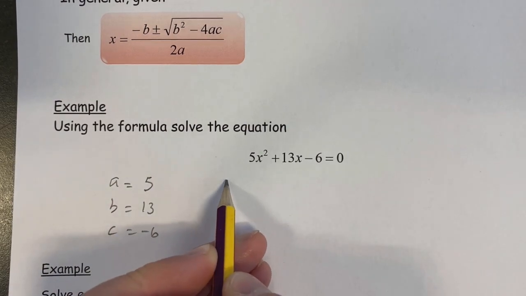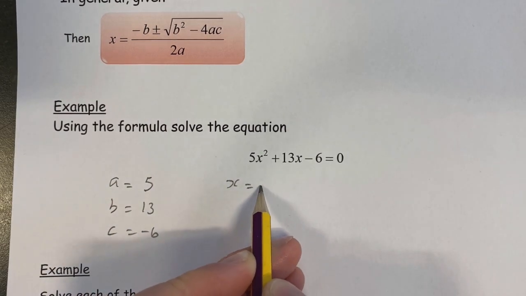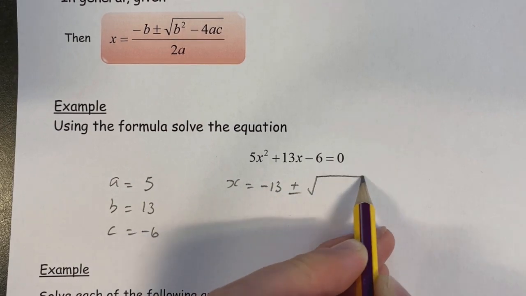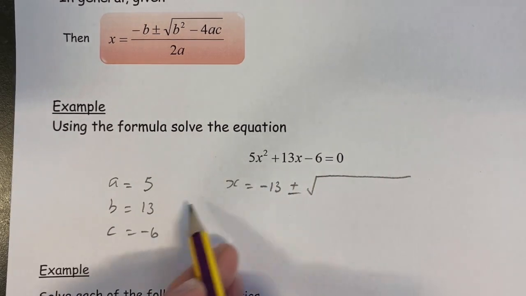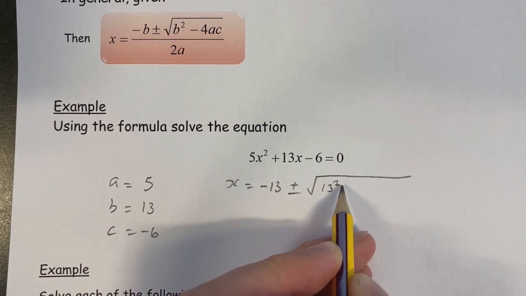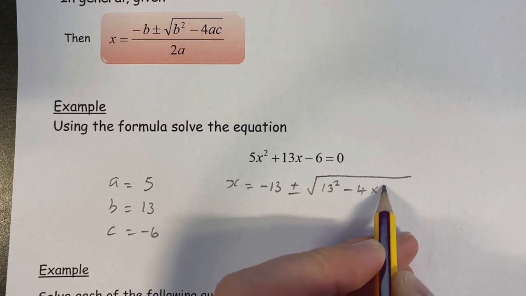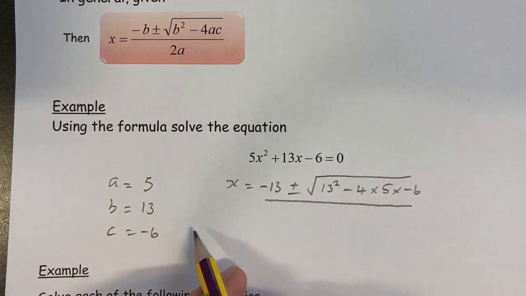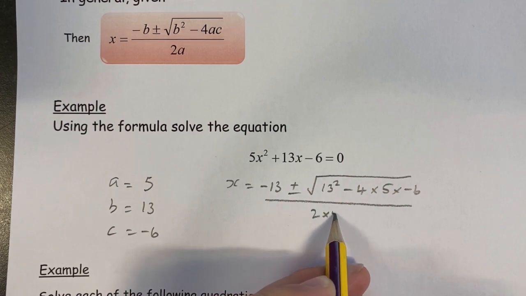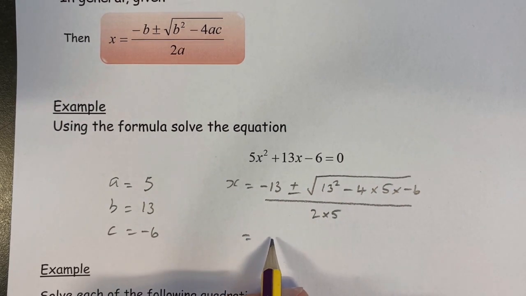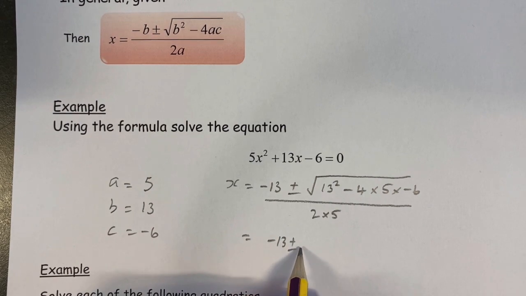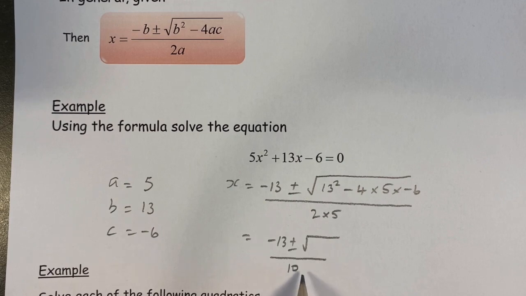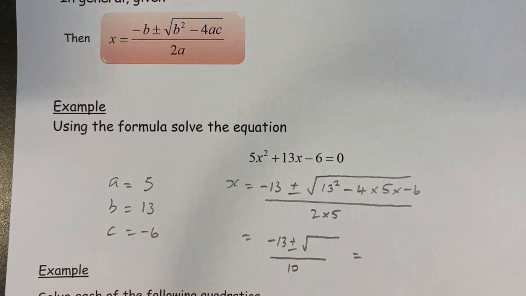So writing down the formula, x can be the negative of b, so minus 13, plus or minus the square root of b squared minus 4 times a times c all over twice a. Now, personally, I would work out that square root first. However, I always tend to do 2a straight away, 2 times 5 being 10.